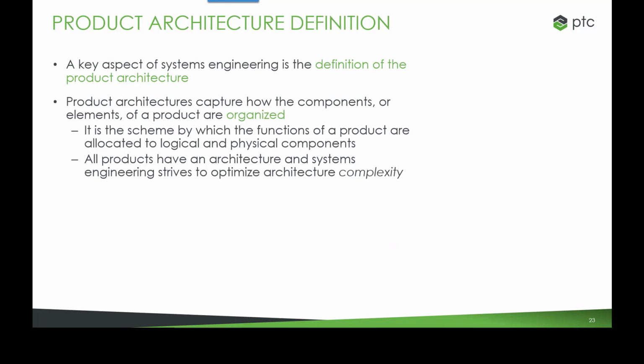As I mentioned earlier, one of the key things is to define product architectures. So this is how the components or elements of a product are organized. And really, it's about how do we allocate the functions of the product to the logical and physical components? What is going to be actually realized in the physical sense to enable the delivery of those functions? And all products have an architecture. So we need to keep this in mind as we start to design the solution. Systems engineering strives to optimize architecture complexity.